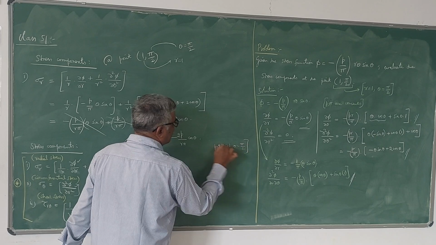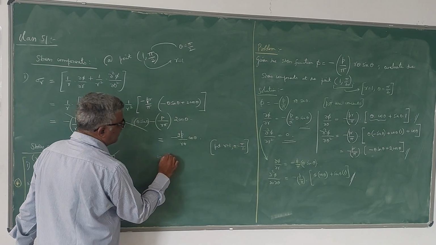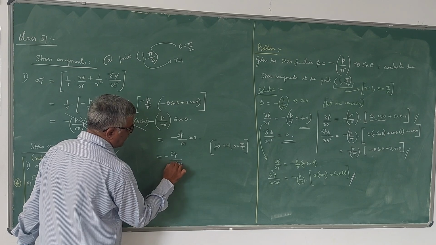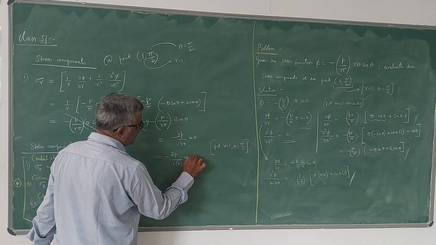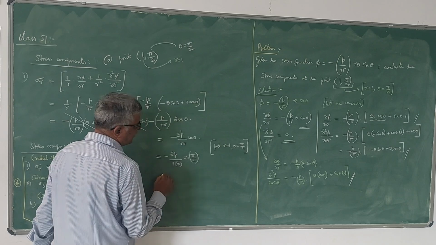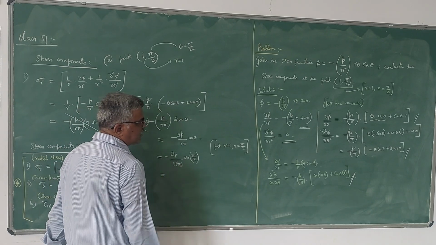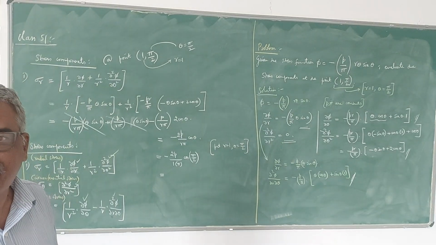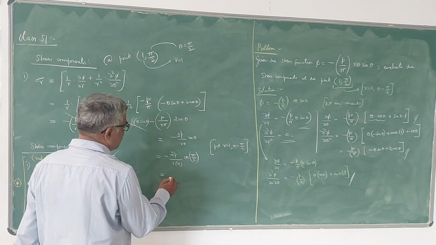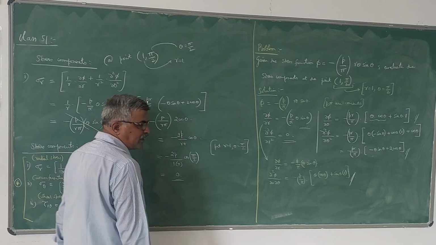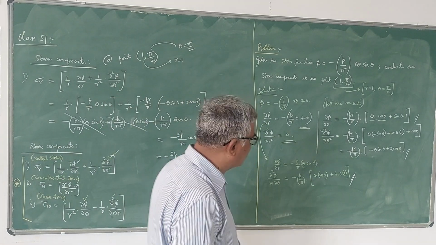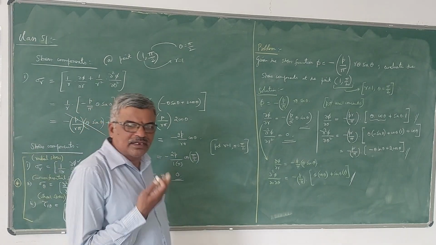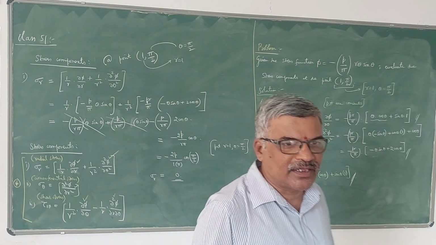After simplifying it, we can put minus 2P by 1 into cos. What is cos pi by 2? Cos pi by 2 value is cos 90, which is 0. Sin 90 is 1, cos 90 is 0. So the sigma r value is 0. Whatever value you get, you will just write it. At that point it is 0.